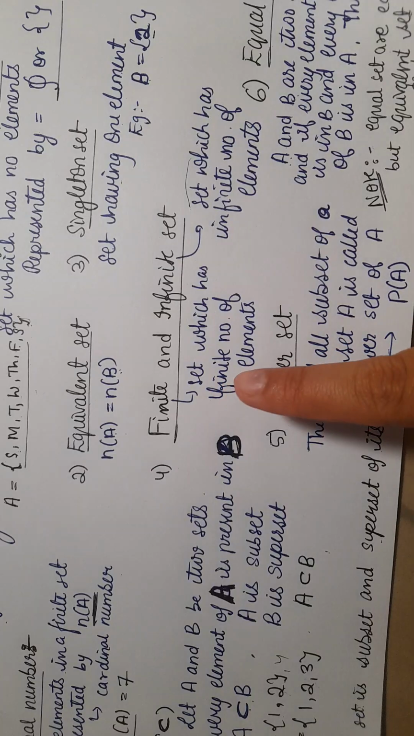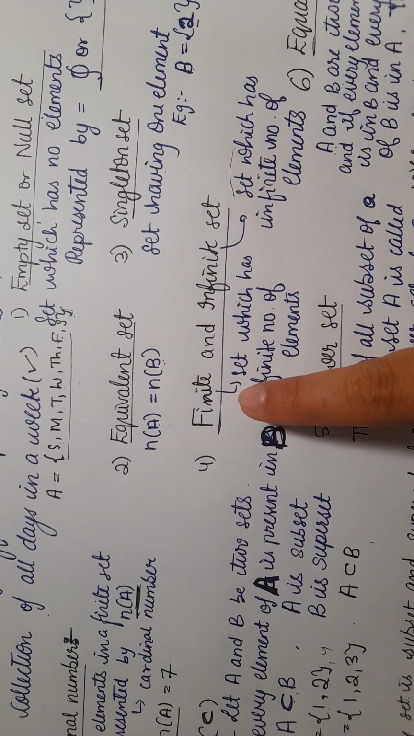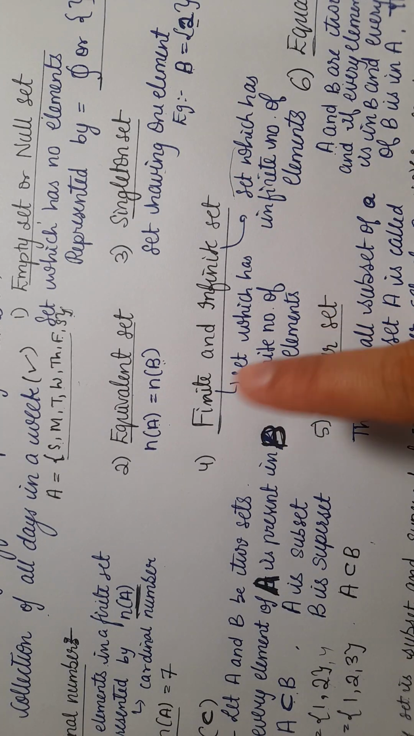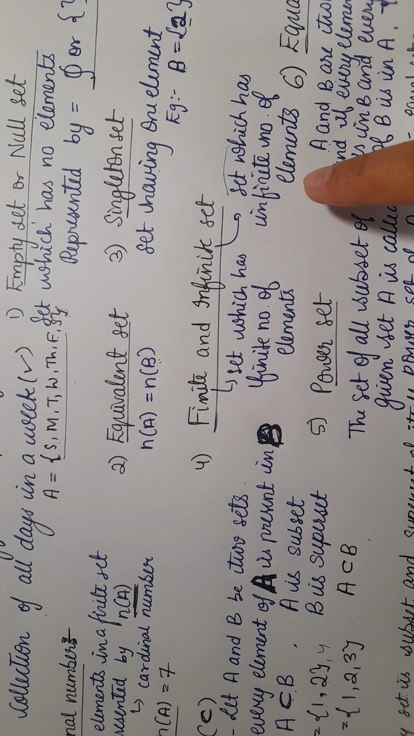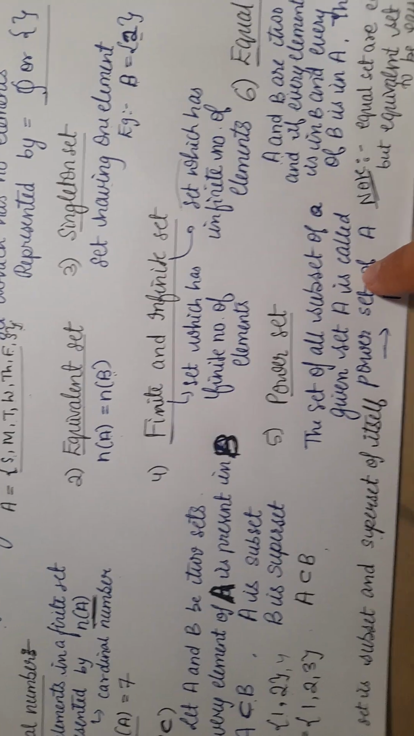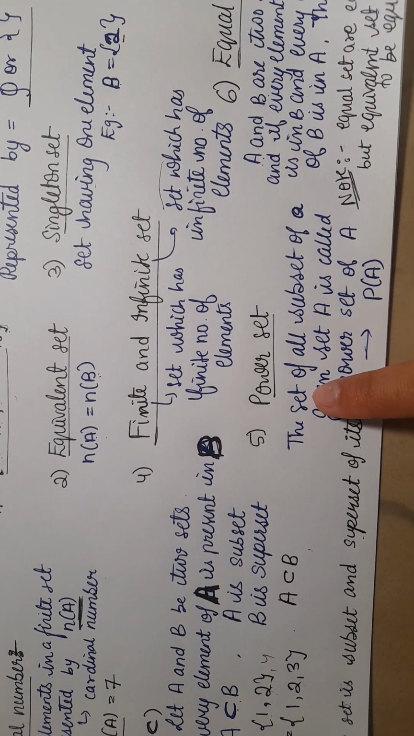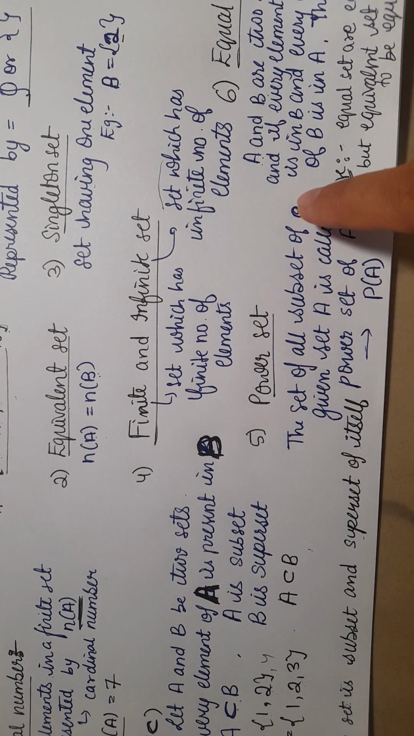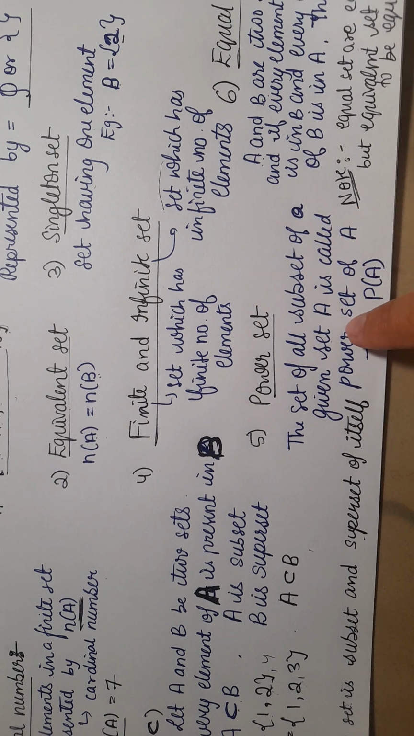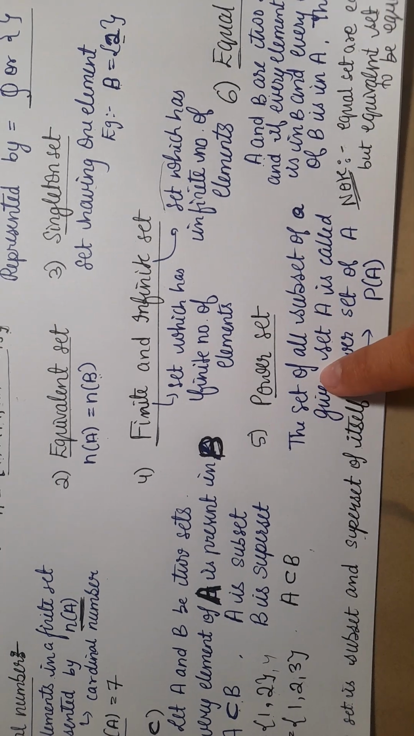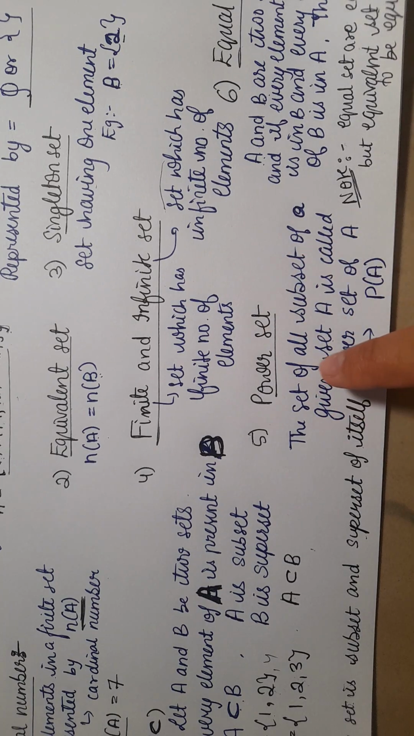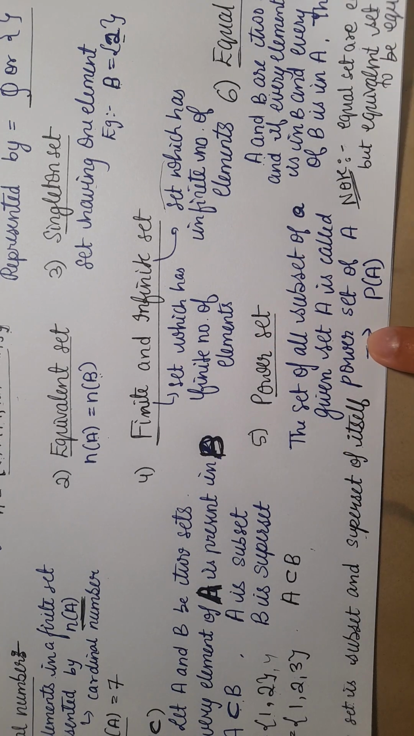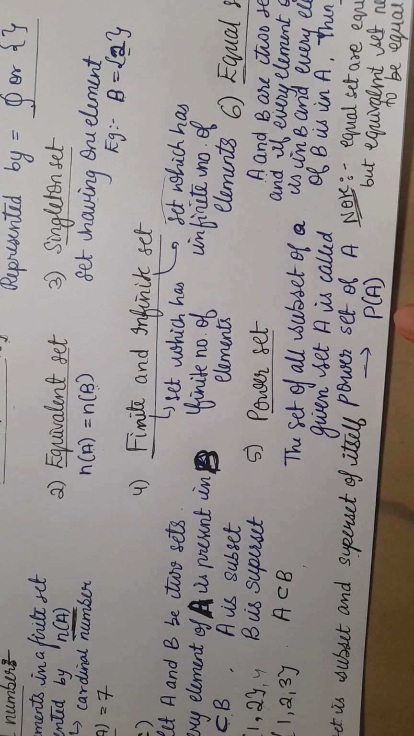The fourth one is finite set and infinite set. The set which has a finite number of elements is called a finite set, and the set which has an infinite number of elements is called an infinite set. Then the set of all the subsets of a given set A is called a power set. अगर हमारे पास एक set है which contains all the subsets of another set, it is called a power set, and it is represented by P of A.